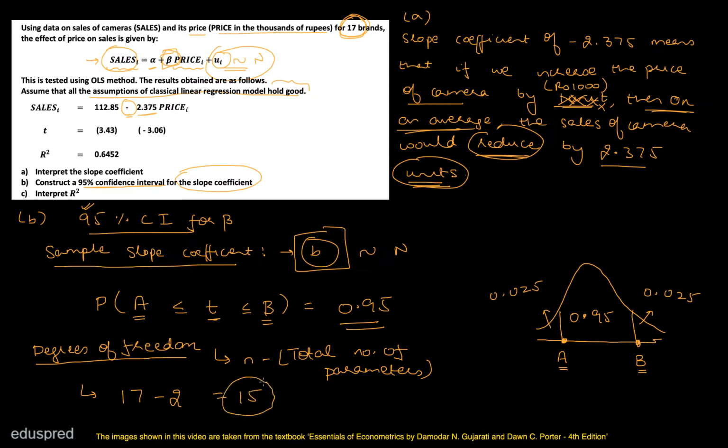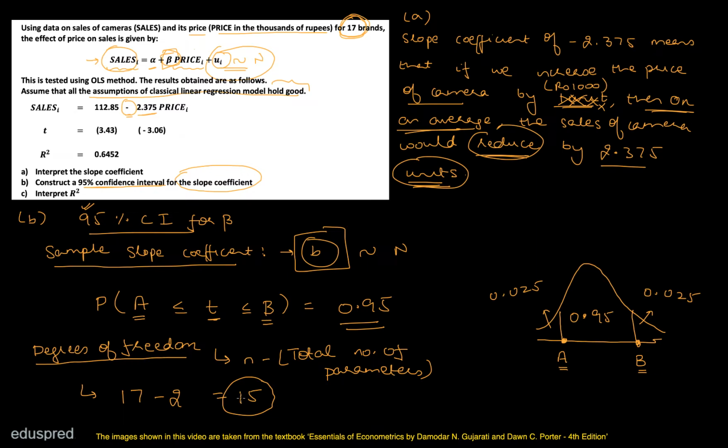Now, one of the mistakes that many people make is writing the degrees of freedom as n minus the total number of independent variables. That's going to be wrong because even in this equation, there is only one independent variable, okay? But the total number of parameters that you have is 2 because there is an intercept term as well. So make sure that you keep this in mind: the degrees of freedom for the T statistic is going to be n minus the total number of parameters that you have in the model. And when I say total number of parameters, I mean the intercept term as well. So the degrees of freedom in this case is going to be 15.